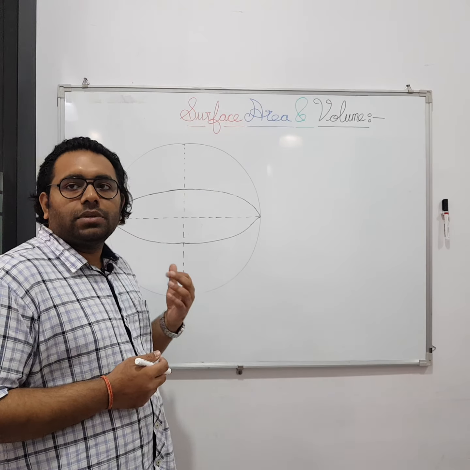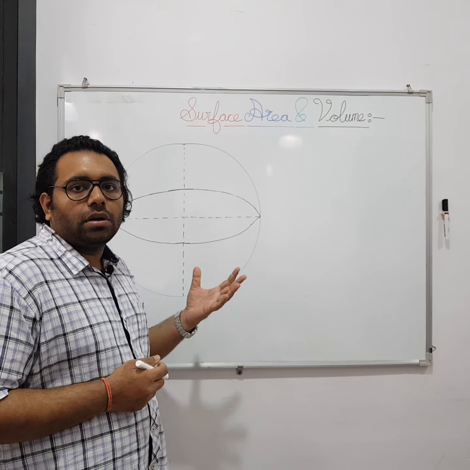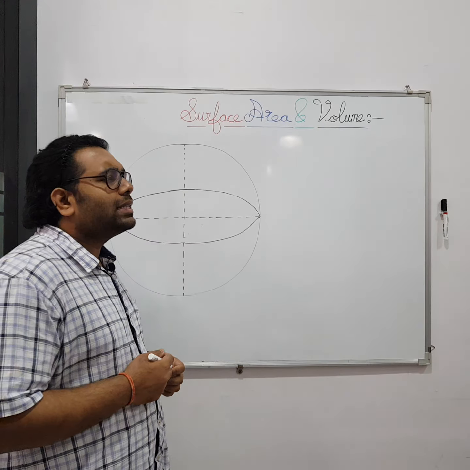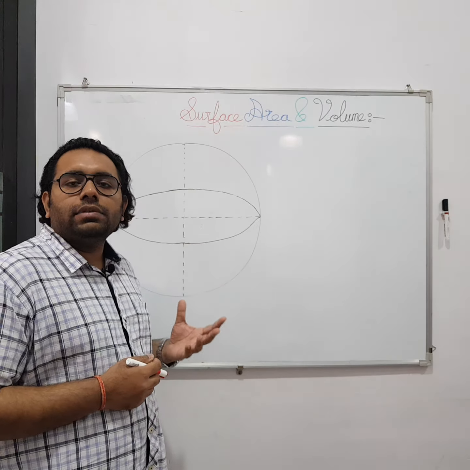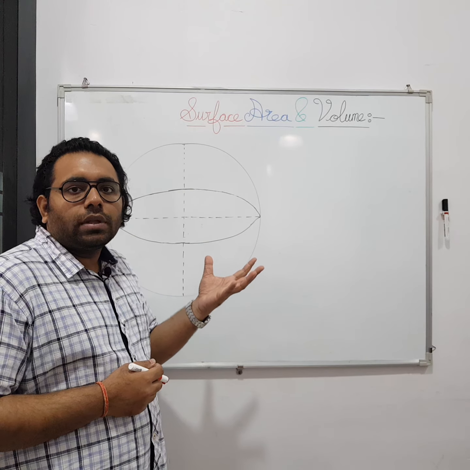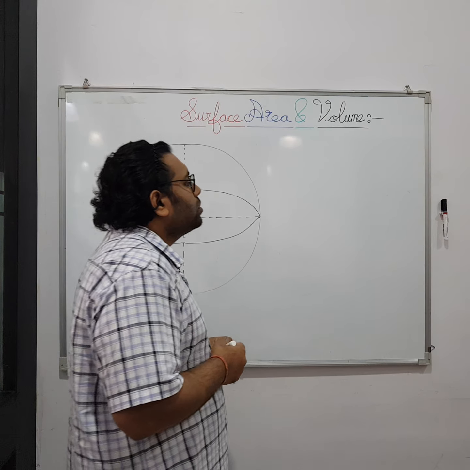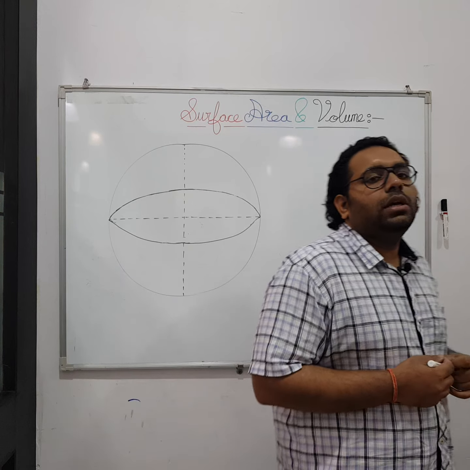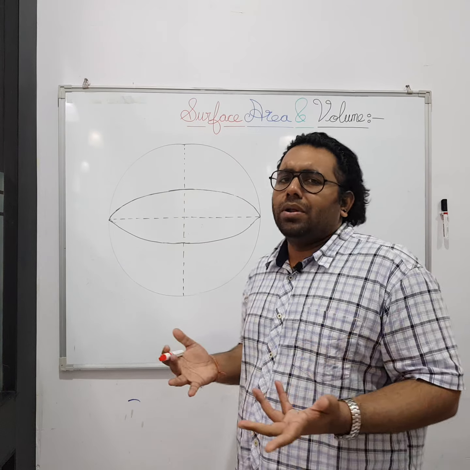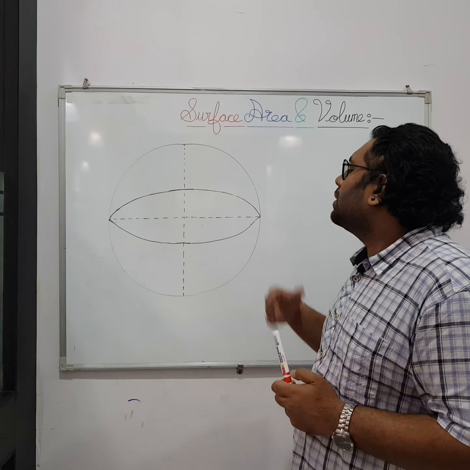You can say various types of balls, for example a tennis ball or a cricket ball, or an orange, anything which is round in shape. So basically the most common example of a sphere which we use in our day-to-day life is a ball. Now this is what a sphere looks like.